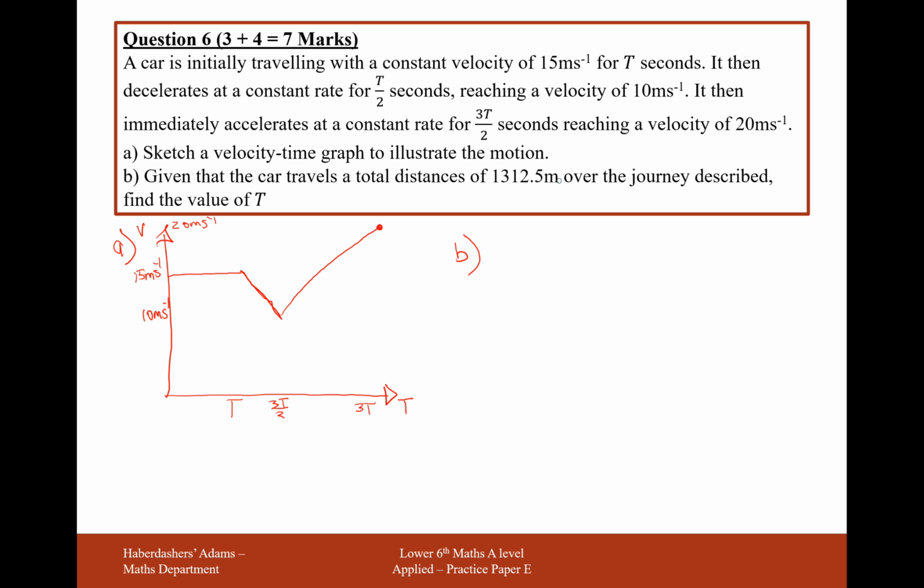Given that the car travels a total distance of 1,312.5 meters, work out the value for t. Okay, so what we need to do here is, in this case, a velocity time graph has an area underneath the graph that represents the distance travelled. So for the first section here, we'll split up into 3 sections. The distance travelled here would be 15t.